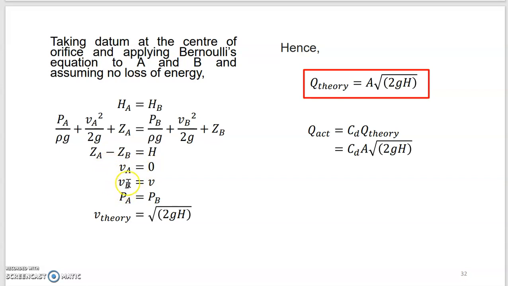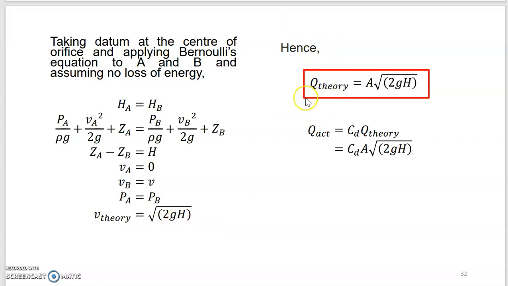And then the velocity at the orifice opening that projects out through the orifice, so we have the velocity at B equal to V, and then the pressure at the surface of the tank equal to the pressure at the orifice opening, PA equal to PB. Therefore the theoretical velocity can be calculated using the square root of 2GH.